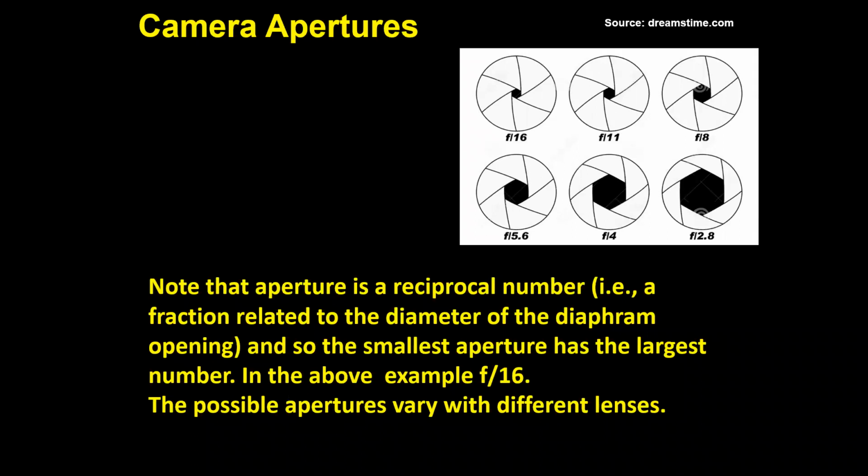People get a little confused with these f numbers. The aperture is a reciprocal number, or a fraction, of the diameter of the diaphragm opening. And so the smallest aperture has the largest number, like f/16, which is quite small. Different cameras have different aperture limits. Some cameras the lowest they'll go is f/4, and other cameras will do f/2.8. But larger aperture openings, smaller numbers, require more glass in the lens, and those are more expensive lenses.